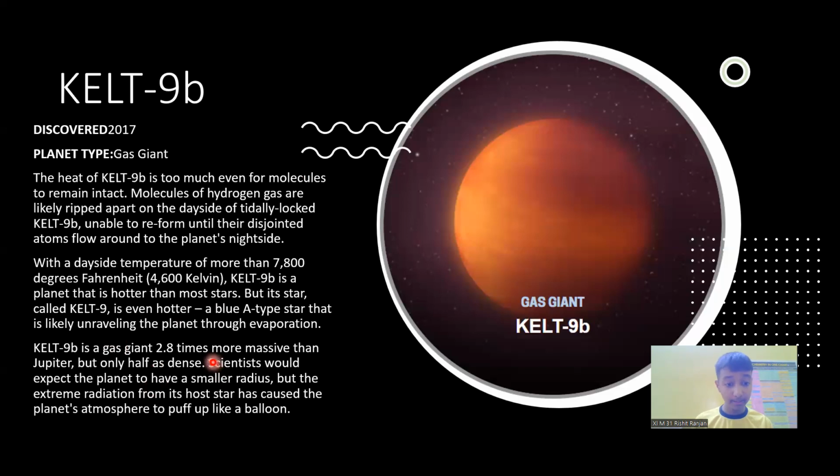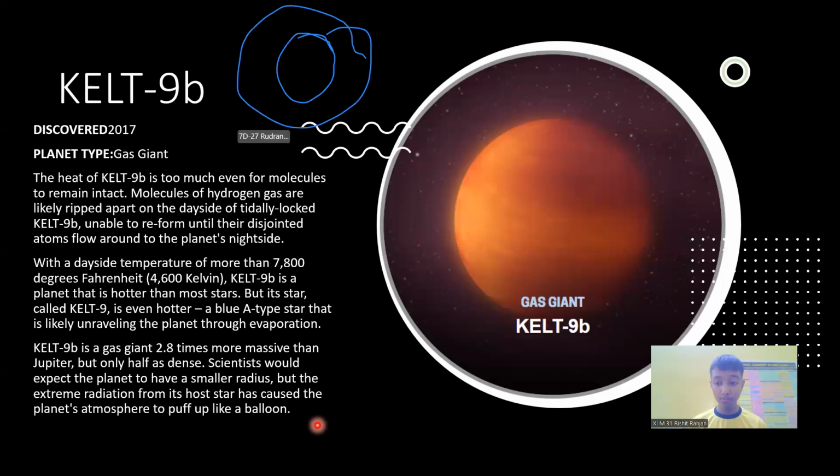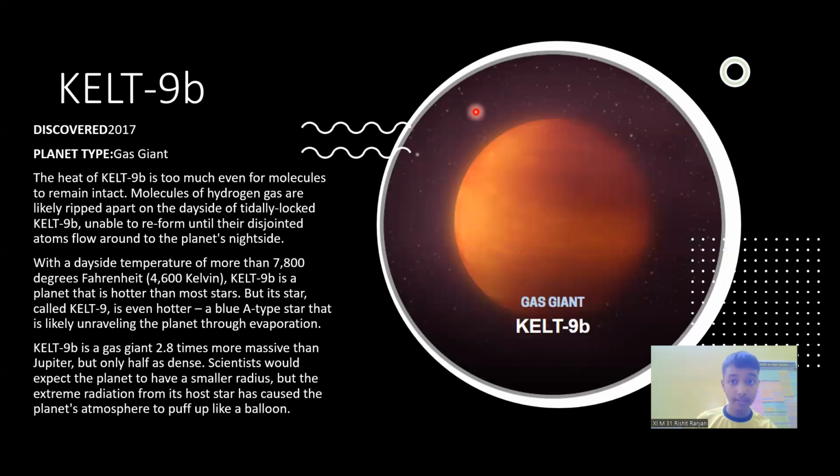Scientists would expect the planet to have a smaller radius, but the extreme radiation from the host star has caused the planet's atmosphere to puff up like a balloon. So the scientists expected the planet to have a smaller size, but due to the extreme radiation from the host star, the planet's atmosphere began to blow up like a balloon. That is why it's half as dense as Jupiter.